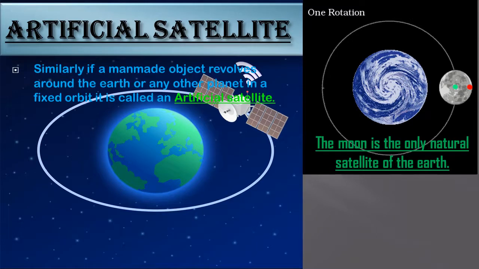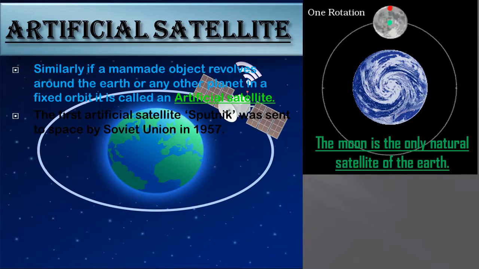And similarly, if a man-made object revolves around the Earth or any other planet in a fixed orbit, it is called an artificial satellite. You can observe the circular path around the Earth, that is the orbit in which the particular artificial satellite is revolving around the Earth or any planet.